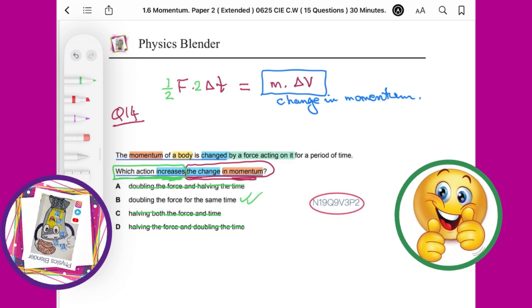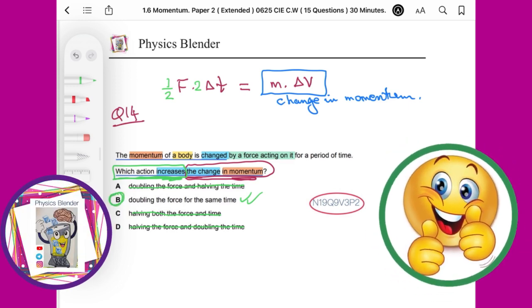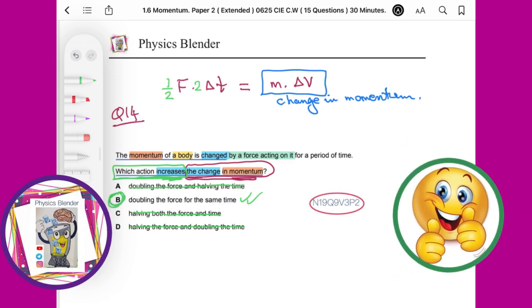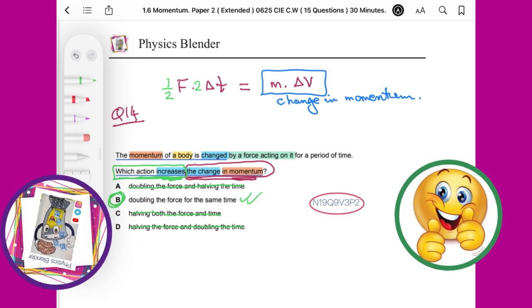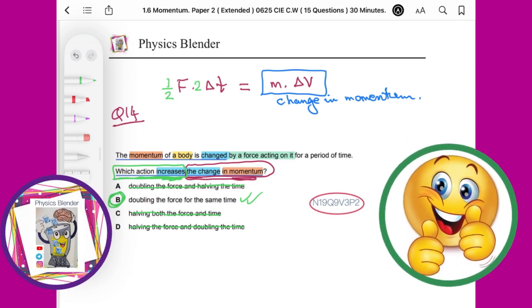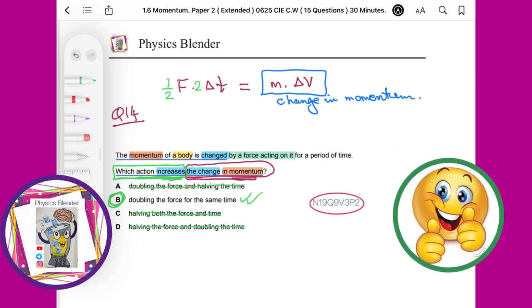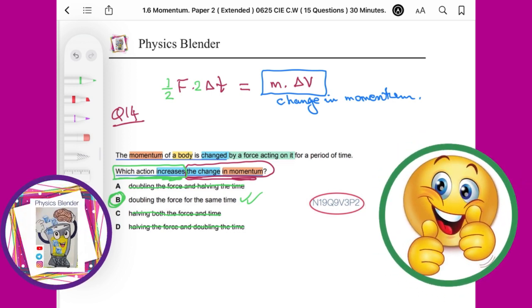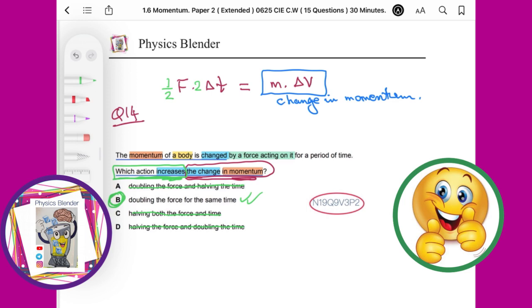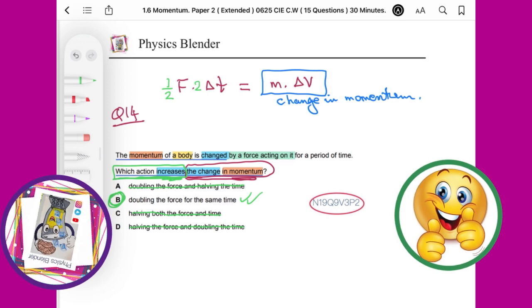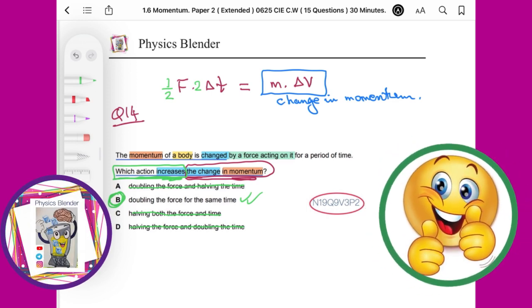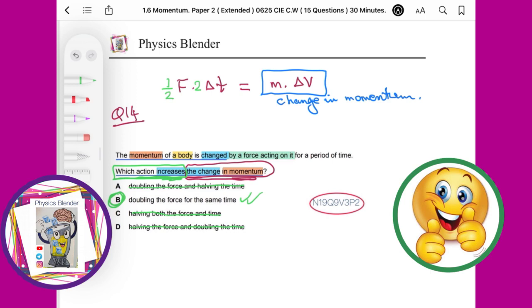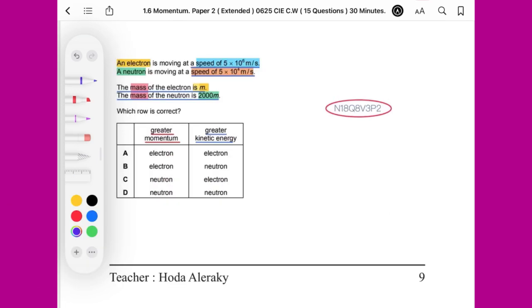So the correct answer is B, doubling the force at the same time, or maybe doubling the time at the same force will give you the same effect. So to increase the change in momentum, you can double the force for the same time. Okay, so this is question 14.